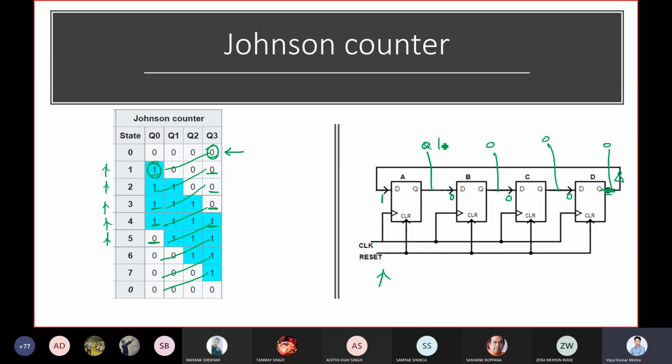When another clock cycle comes, because this output is 0, this input will remain 1. It will become 1, and because this one is 1, it will propagate here, so you will get 1 1 0 0. Till it is 0 here, you will get 1 here, then 1 1 1 0, then 1 1 1 1. Now again you will get the reverse, so you receive 0 here, 1 1 1, then 0 0 1 1, and so on. Got it? This is known as your Johnson counter.